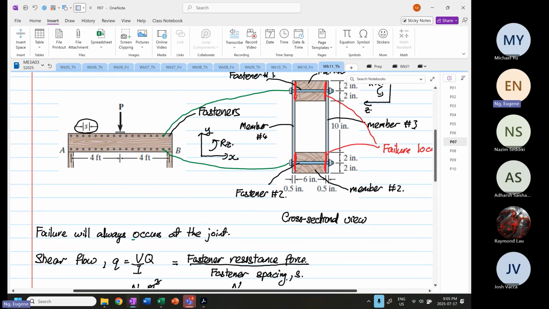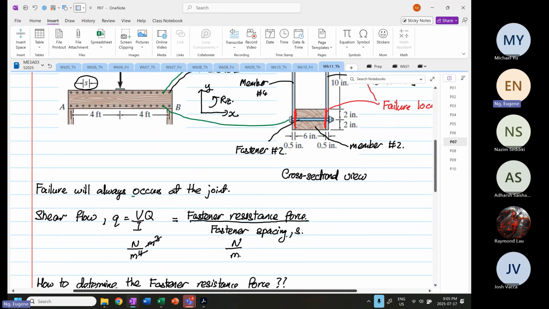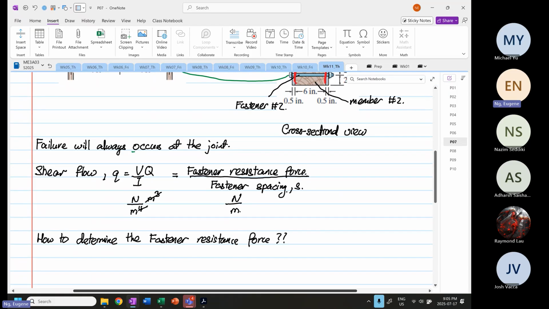Now remember, this is one very useful topic. When I design my deck, I do calculations like this. What is the spacing that I have to have between my nails? What diameter of nail should I use, or screws, or how long the nails or the screws should be? And it's all dependent on what load you're going to put on your deck. As I say, this is really one useful topic. So now you can see how to determine the fastener resistance force.